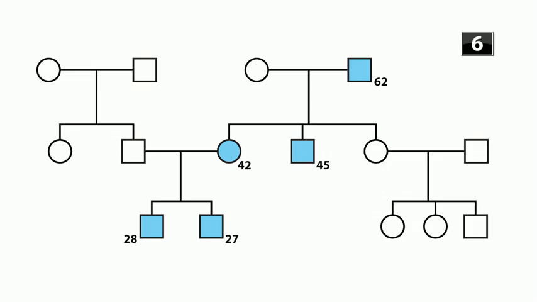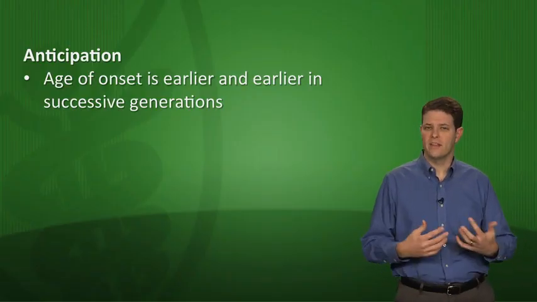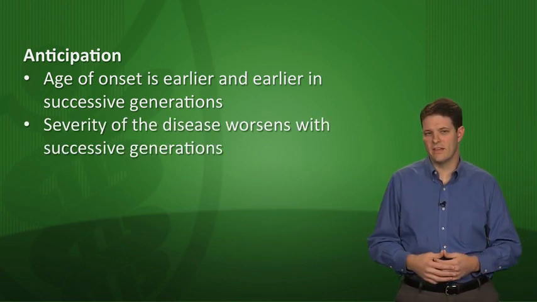This will get us into a discussion of some more inheritance terminology. In number 6, we can tell this is autosomal dominant because it occurs in every generation and because it affects males and females equally. But the question is calling your attention to the subject's ages and the fact that with each successive generation, the disease is diagnosed at a younger and younger age. The name of this phenomenon is anticipation. Anticipation is where the age of onset is earlier and earlier in successive generations, or maybe the severity of the disease worsens with successive generations.